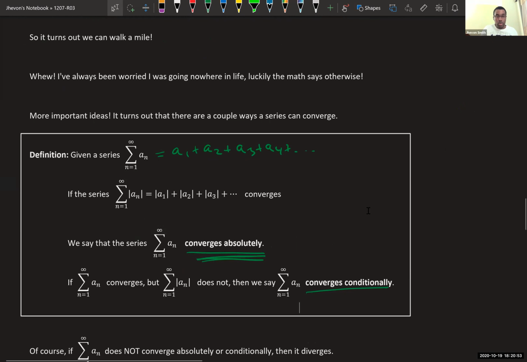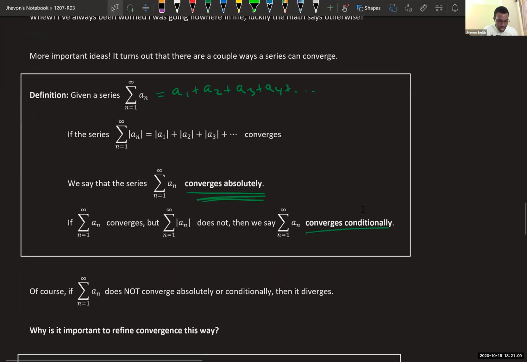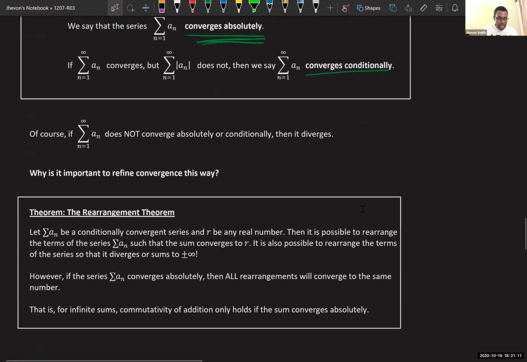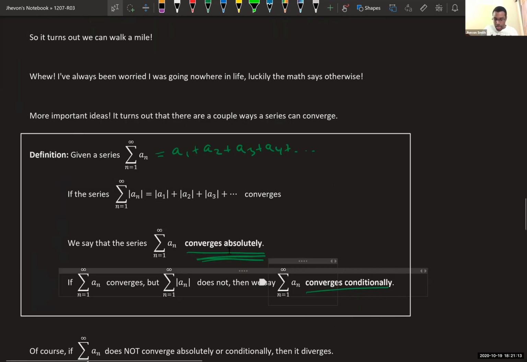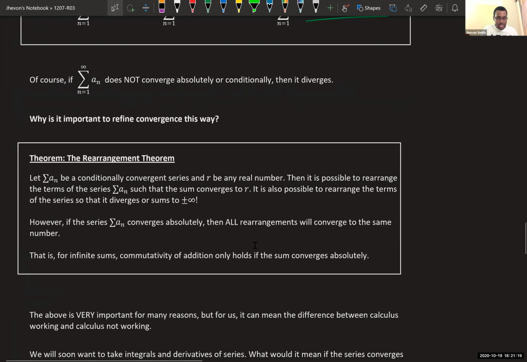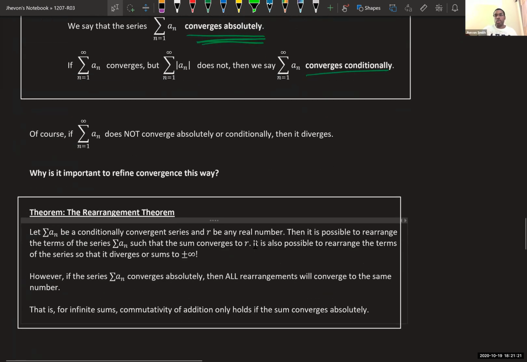However, when we add things up with absolute values around them, that is something that we want to know when it happens, because that means the series converges absolutely. Now you might say, why would we care? Why do we want to make things even more complicated? We're already adding up an infinite number of things. Now you're going to throw in absolute values. It actually is important, right? And of course, by the way, if something doesn't converge absolutely or conditionally, then it just diverges flat out, right? Now, why is this distinction in convergence important?